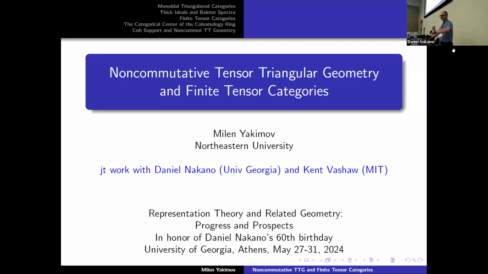I want to start by saying that I was very fortunate to start working with Dan about 5 years ago. So this has been a great 5 years of my life. I've learned a tremendous amount of mathematics from Dan. And we had a joint student, Kent Vashaw. And Kent and I today will try to present some of the work that we came up with in these past years. And before I switch to that work, I wanted to come up with a request.